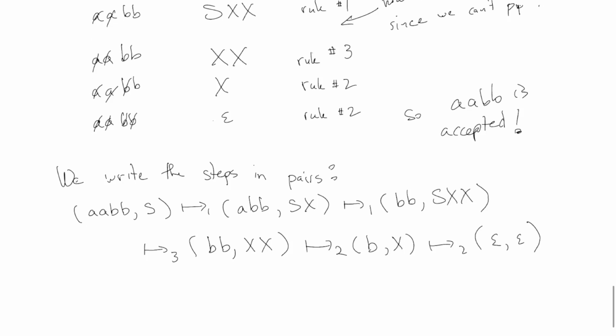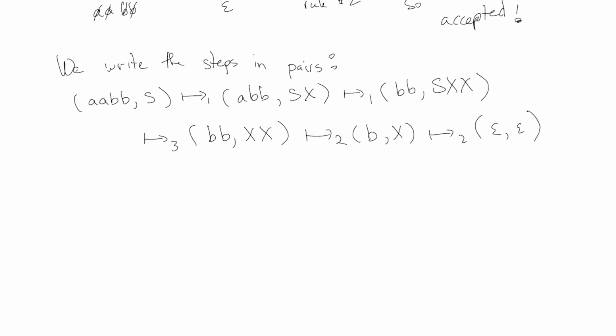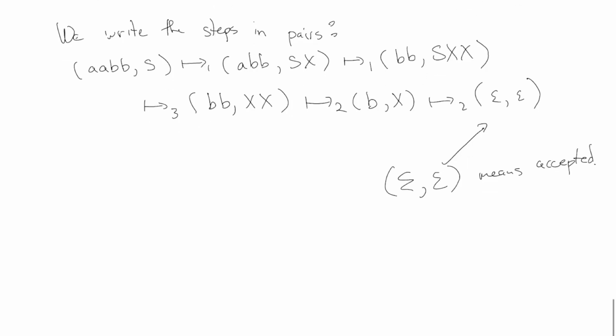All right? So this is how we will write the steps generally when we're doing these stack derivations. And a pair epsilon, epsilon means accepted. It can be rejected if you get to the end and it's not epsilon, comma, epsilon, or sometimes it can be that you just get stuck in the middle, like none of the rules can apply. That didn't happen in this example, but that can happen.